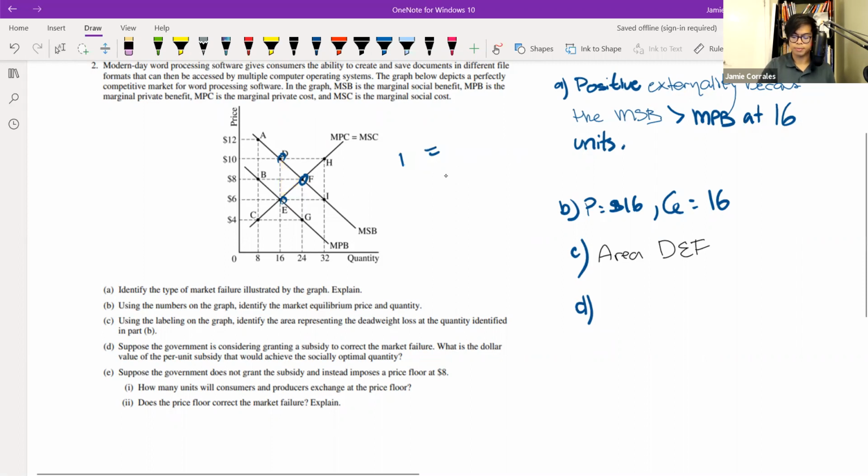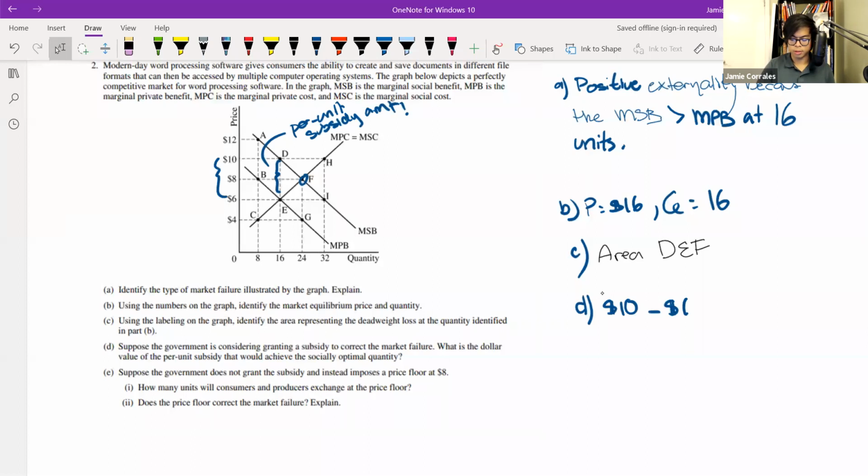I'm just going to erase this. It's going to subsidize the vertical distance between the marginal private benefit curve and the marginal social benefit curve. So that's this vertical distance. This would be the per unit subsidy. And how much is that? That's going to be 10 minus 6. So it's going to be 10 minus $6. That's going to be a $4 per unit subsidy.